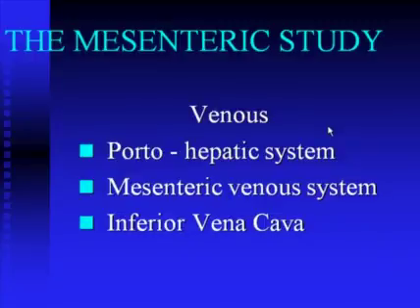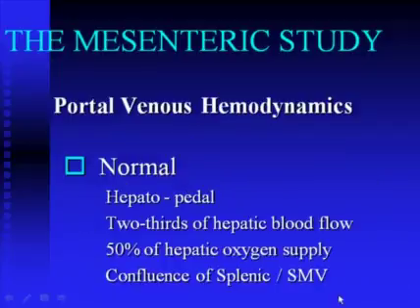On the venous side, there are a number of things one will be interested in looking at depending on the patient's clinical presentation: the portal hepatic system, the mesenteric venous system itself, and the inferior vena cava. If you look at portal venous hemodynamics, normally flow should be into the liver. The portal vein accounts for about 2/3 of hepatic blood flow, but because it is draining the gut, it only provides 50% of the hepatic oxygen supply, the remainder coming from the hepatic artery.